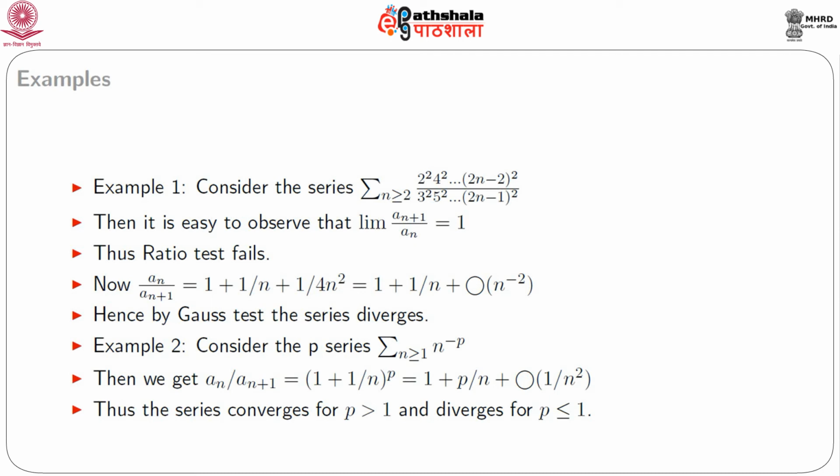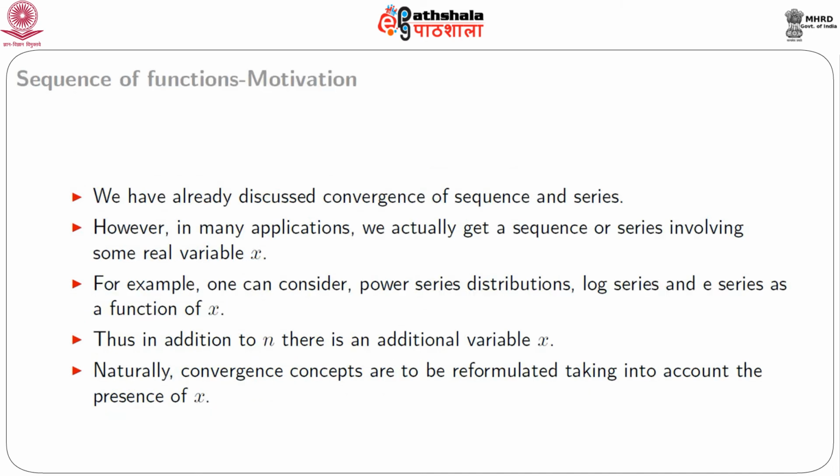Next, consider again the p series. It is very natural that the ratio of an and an plus 1 comes out as 1 plus 1 by n whole to the power p, which can be further written as 1 plus p by n plus big O of 1 by n square, and therefore the series converges for p greater than 1 and diverges for p less than or equal to 1.